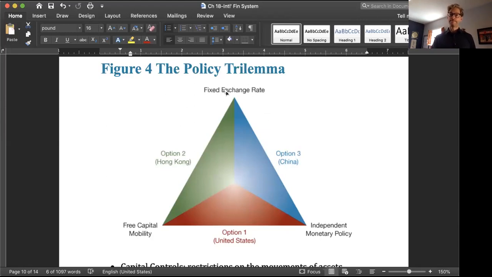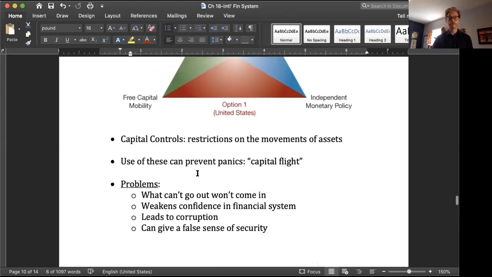I also want fixed exchange rates. Well, can you do that? Yes, but then you're going to have to put limits on capital mobility. You're going to have to impose capital controls, right? So capital controls are basically restrictions on the movement of assets, and these prevent panic, right, or capital flight.